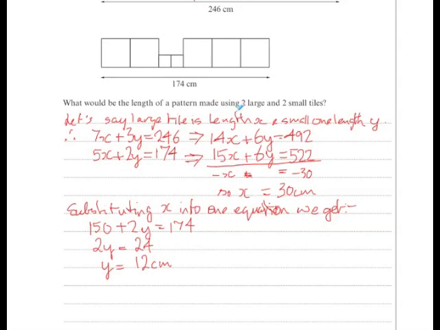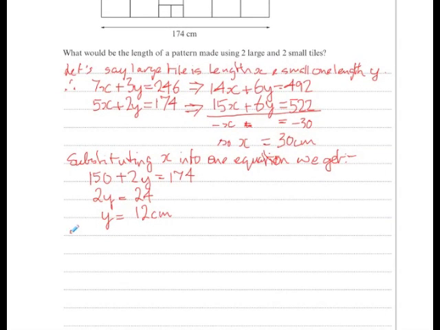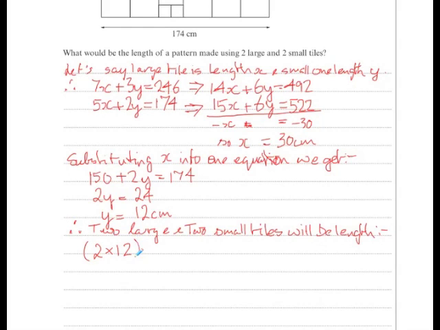But we're asked what the length of a pattern made of 2 large and 2 small tiles is. So therefore 2 large and 2 small tiles will be length, so 2 times 12 is 24. Let's write it out fully: 2 times 12 plus 2 times 30. That is equal to 24 plus 60, so it'll be 84 centimeters.